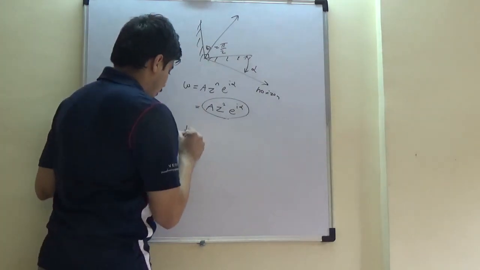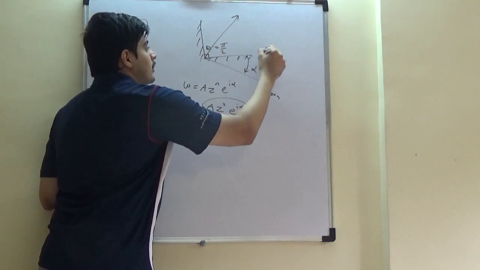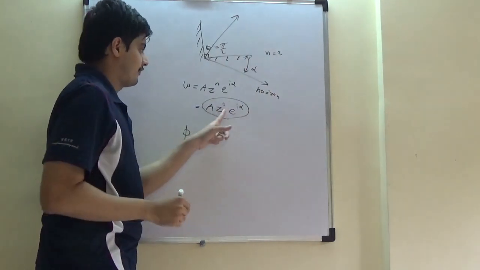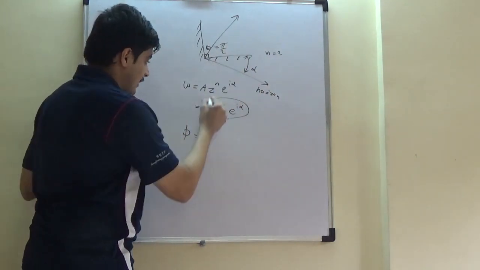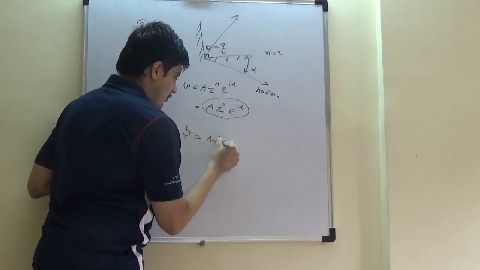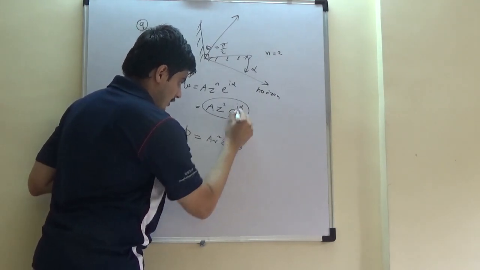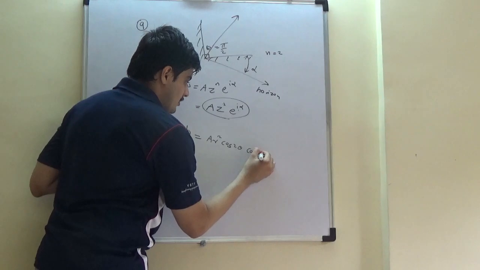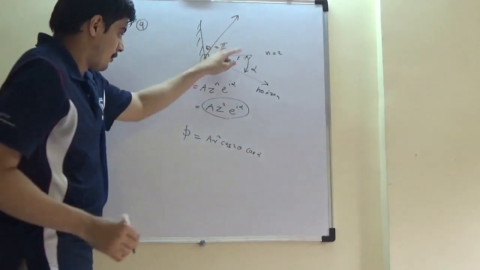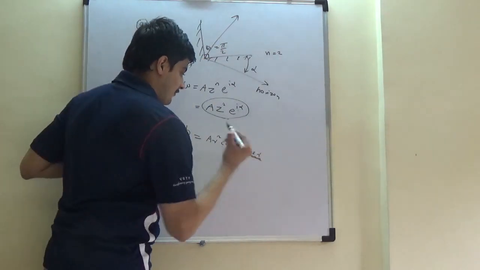And therefore, if you wanted to find phi, see why is it 2? Because n is 2, right? Pi by 2. So phi would have been a r square cos 2 theta, and this would have been cos alpha. Pure projections.